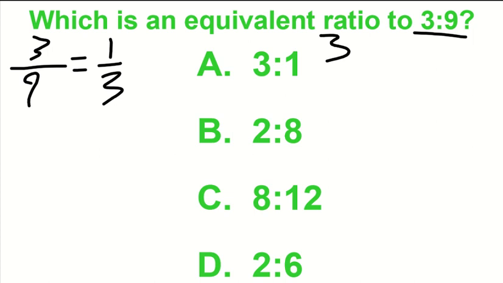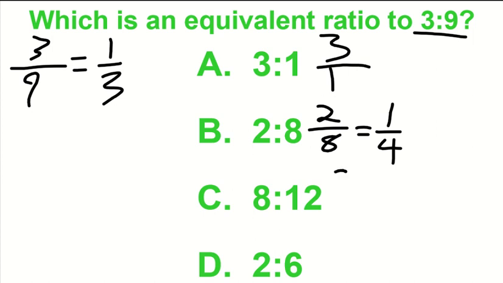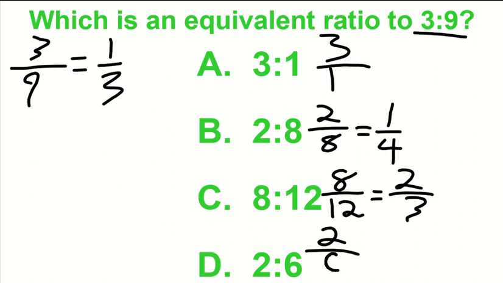A is 3 to 1. That is not the same thing. Order matters. B, we got 2 to 8. That simplifies to 1 to 4. Not the same. C, 8 to 12. That simplifies as 2 to 3. So again, not the same. D, if we go 2 to 6, that one does simplify to 1 to 3. That's what makes D the correct answer.